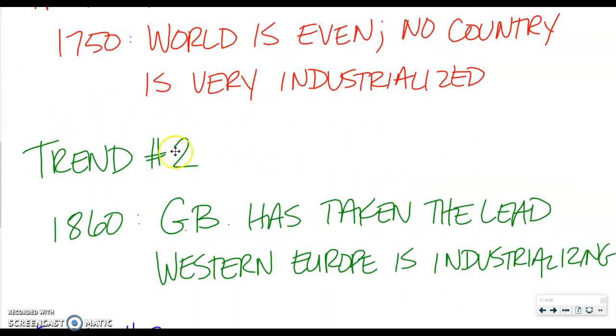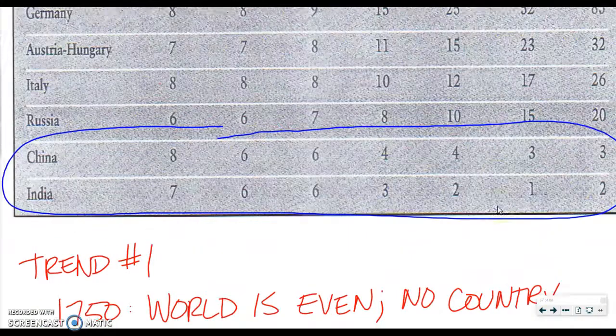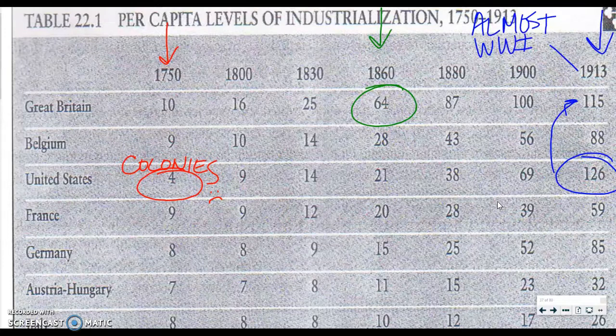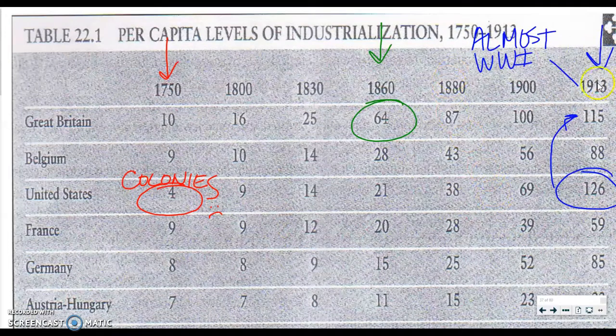So that's the second trend that you need to write down on your loose leaf on your notes to submit to me. And then the third one, we're going to look at the year 1913. Now, a couple of things that I want to point out here about 1913. This is the cusp of World War I. By the time we're getting to our first World War, World War I starts in 1914.